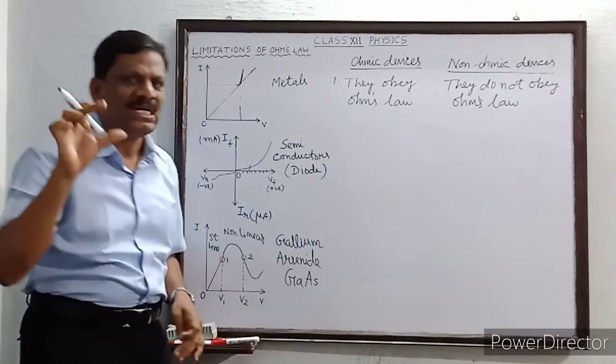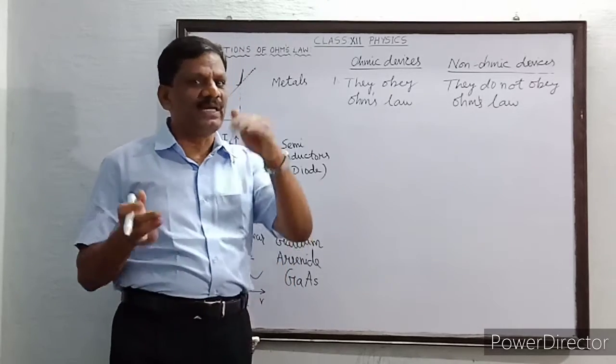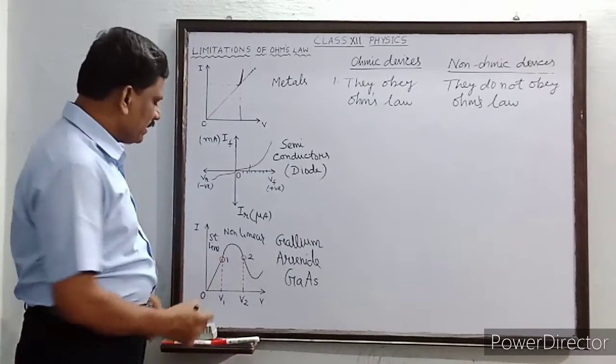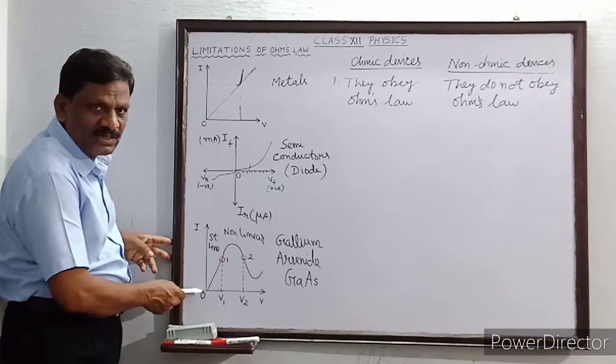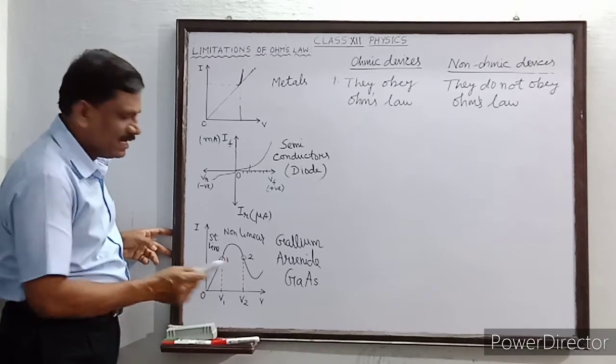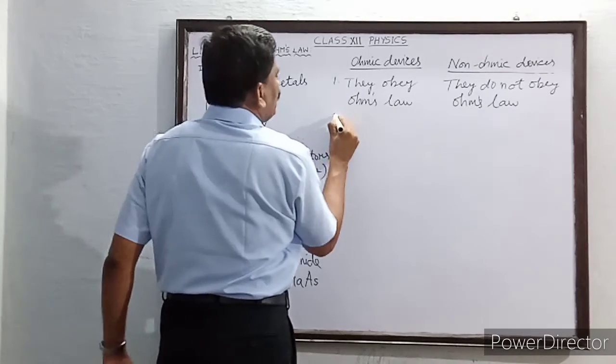Ohmic region means so long as the voltage versus current graph is a straight line, up to that region is called an ohmic region. In the third graph also you can see here, from the origin O up to the point 1 it is a straight line. So that can be called as what? Ohmic region. That is why it is a straight line. Is it not?